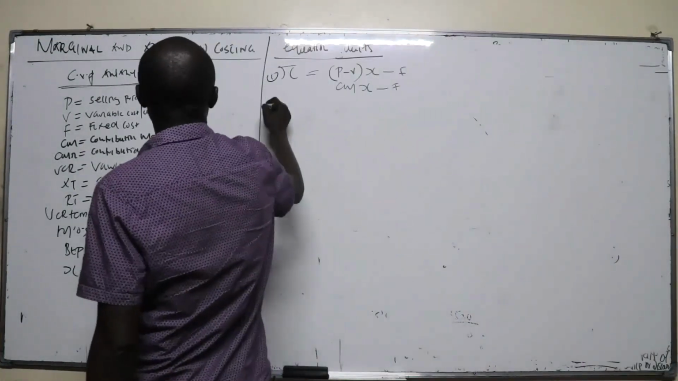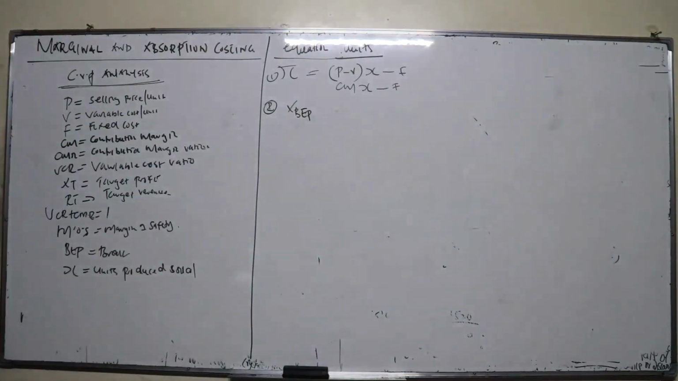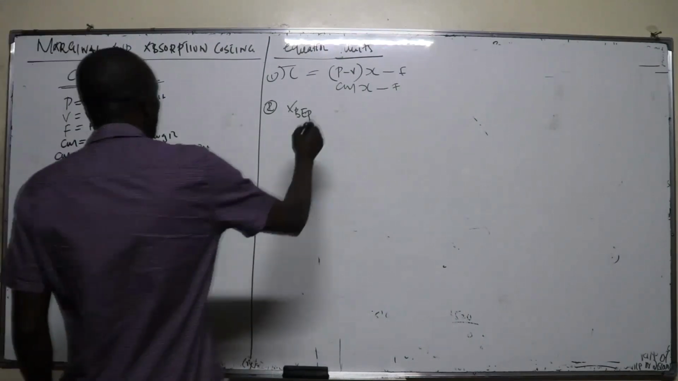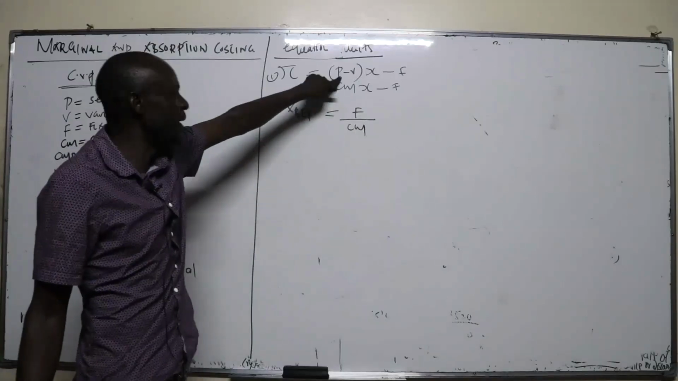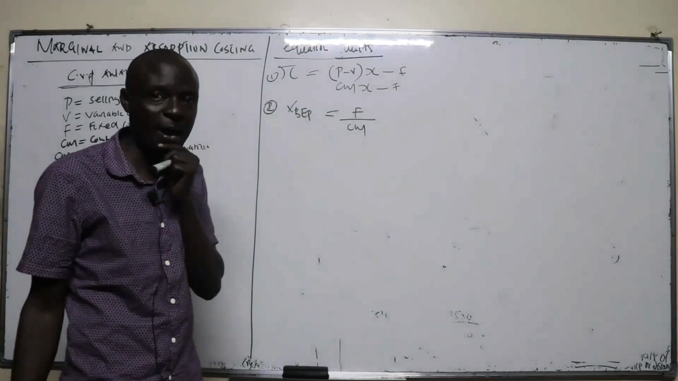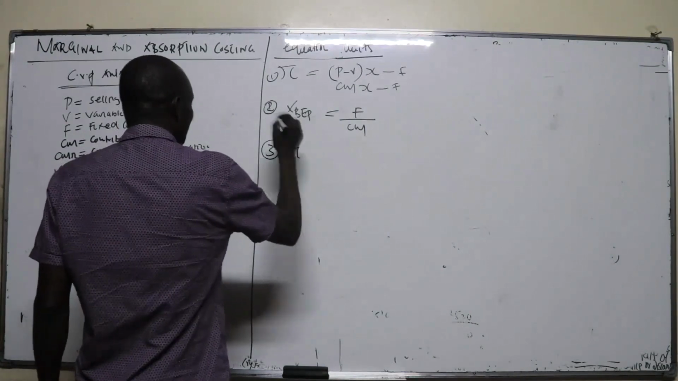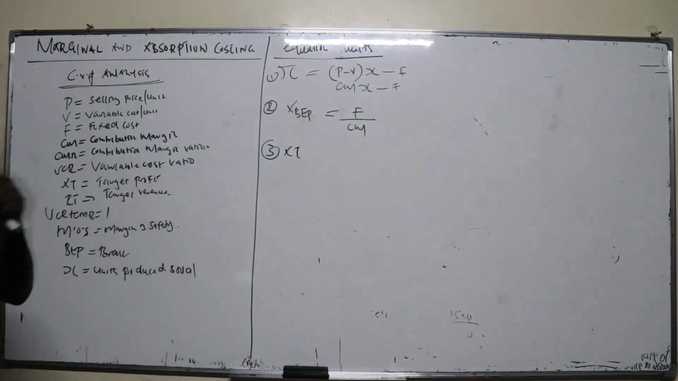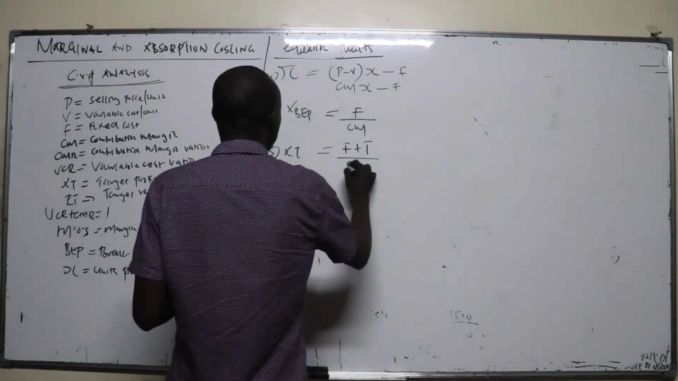That is number 1. Then number 2 is what we call XBP, the number of units that you must be able to produce and sell in order to break even. That is equal to fixed cost over contribution margin, where contribution margin is P, selling price per unit, minus V, variable cost per unit. That is the XBP. Then number 3 is XT. You are targeting a particular profit, so you want to know the number of units that you must sell in order to attain that particular profit. That is equal to F plus the target profit, over CM.